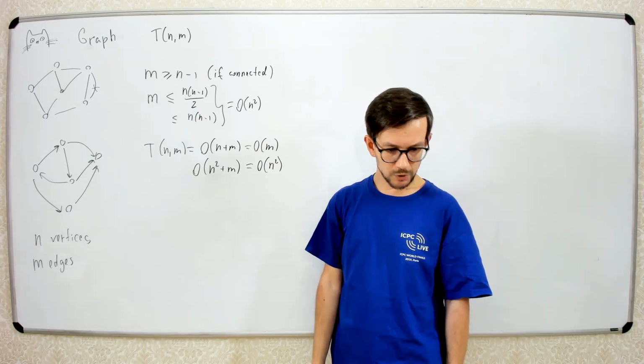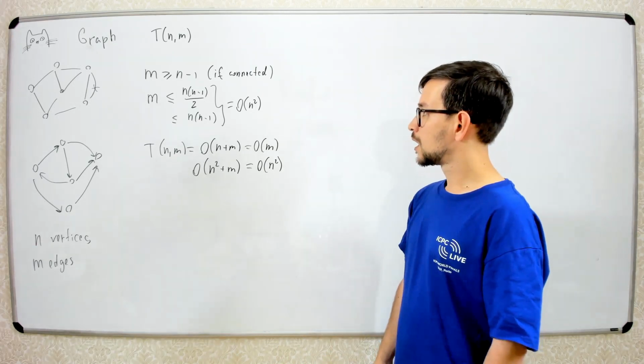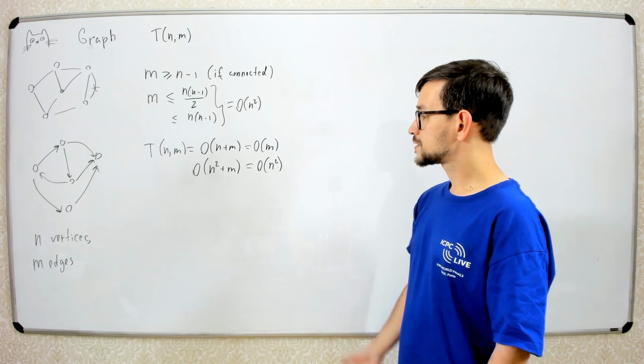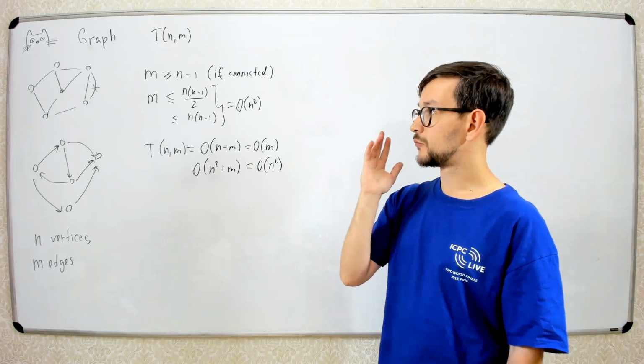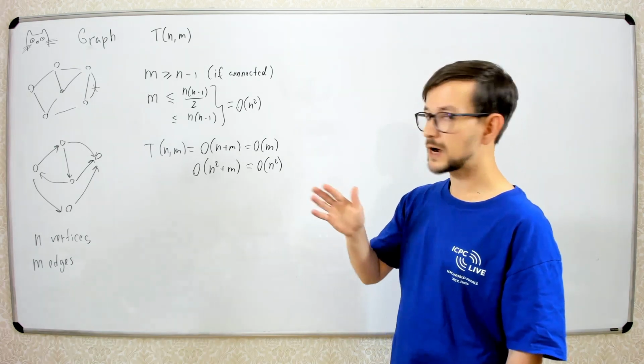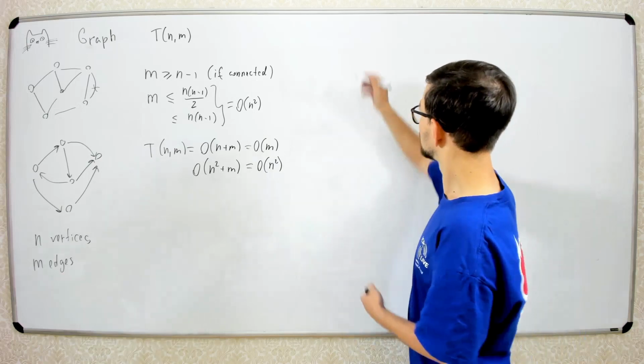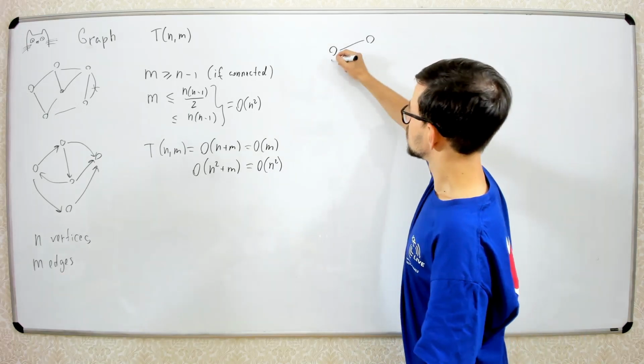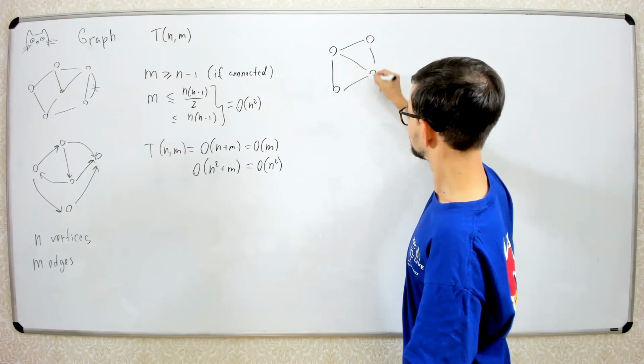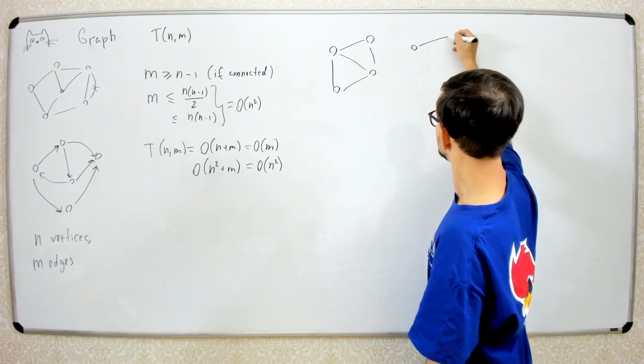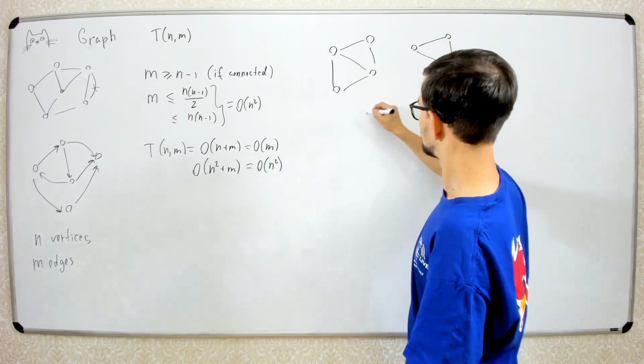Cool. What's next? Well, let's start the first algorithm. The first algorithm will be very simple. We have an undirected graph, and it is not connected. So let's make something like this, and something like this.